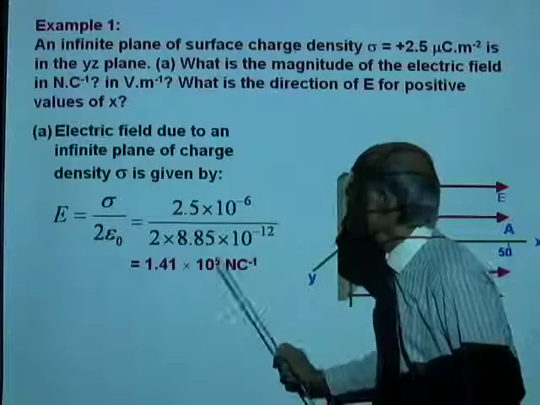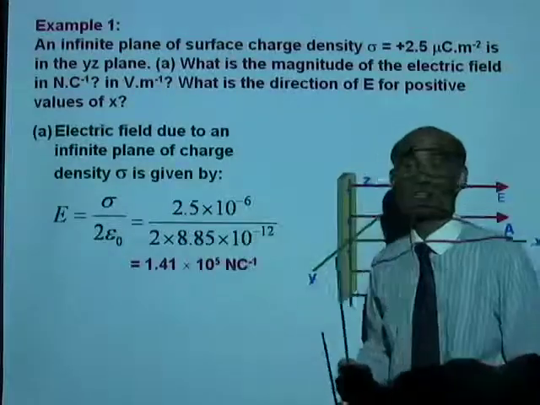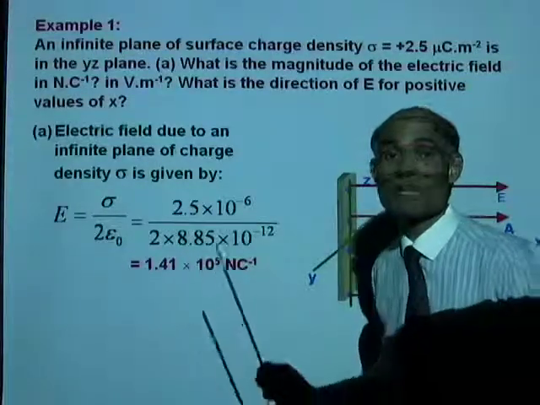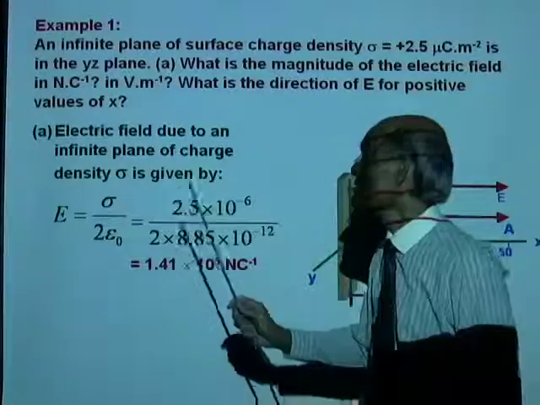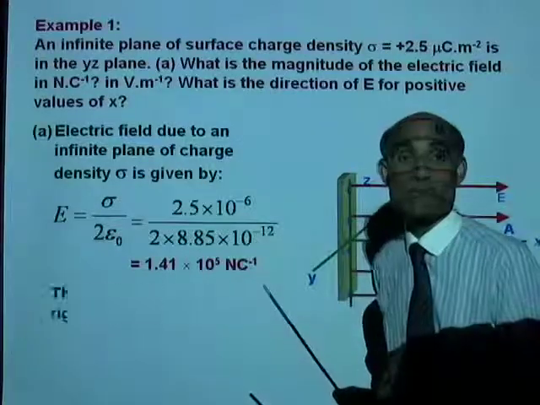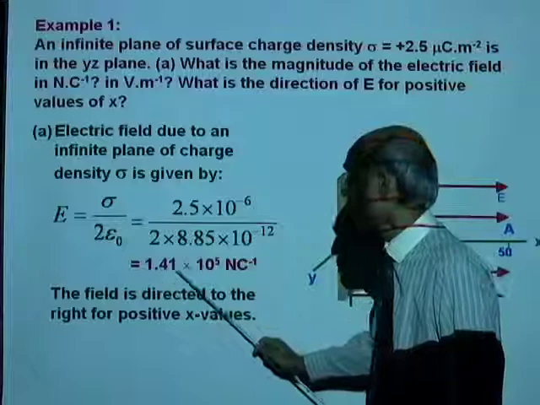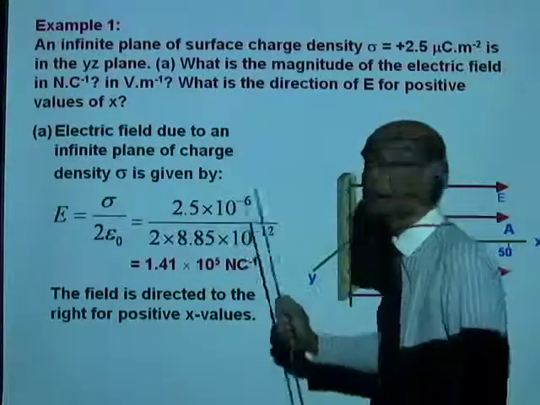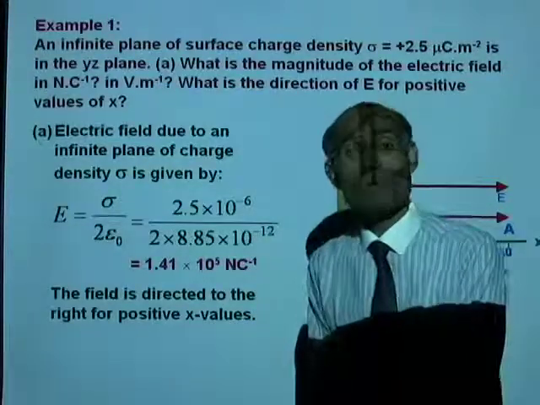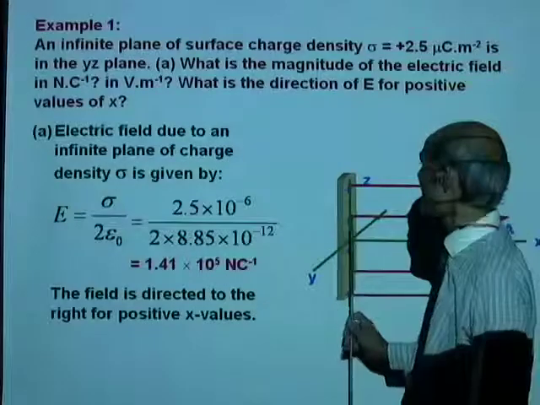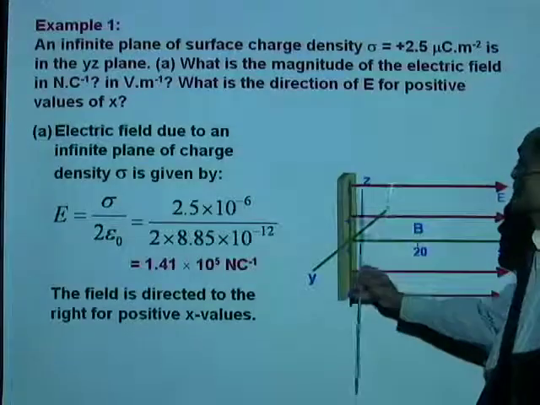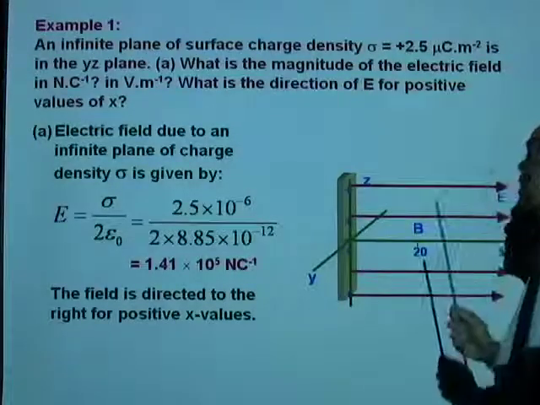Well, this is in Newton per coulomb. Can you express the same electric field in volt per meter? If you remember the little extra credit assignment I gave you last class, to show that Newton per coulomb and volt per meter are the same thing. So 1.41 times 10 to the 5 Newton per coulomb is the same as 1.41 times 10 to the 5 volt per meter. And what is the direction of this electric field? Well, for positive values of x, the electric field is directed in the positive x direction.